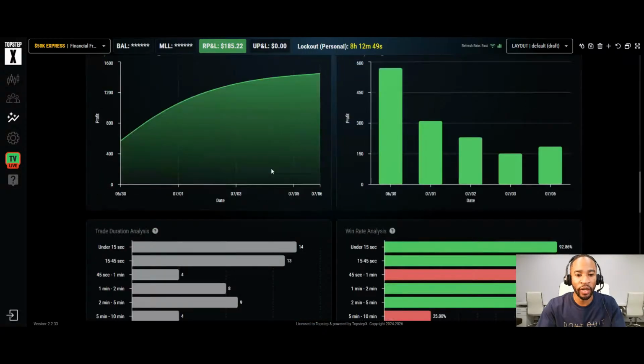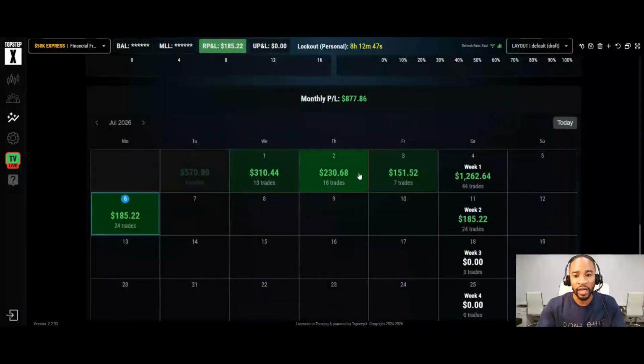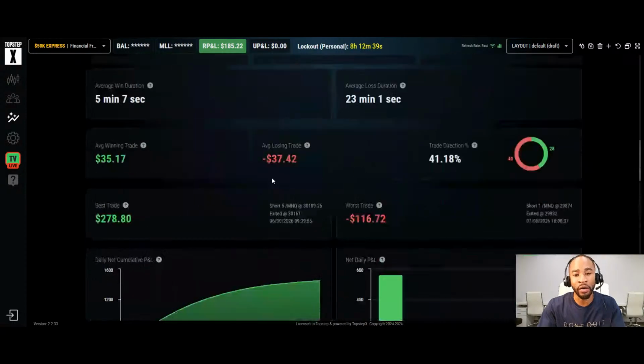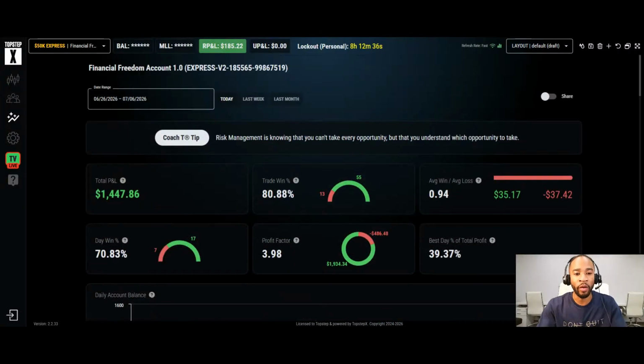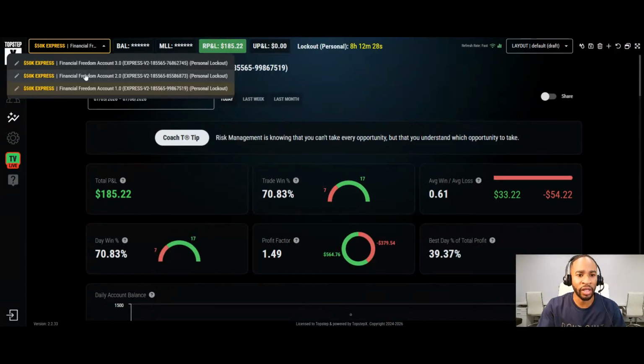So in this one funded account, your boy Money Spence has 5 green days. Whenever you have 5 green days with the prop firm that I have a business relationship with, you got to make at minimum $150. You can take out 50% of your account balance. I'm going to process a payout sometime today. But last night I was able to make $185.22 in this account.